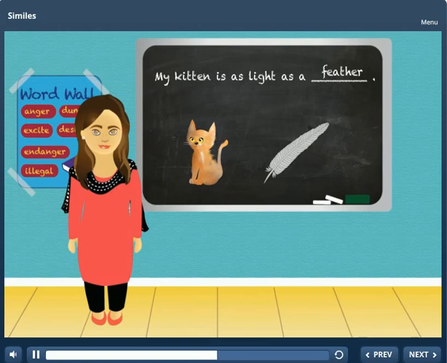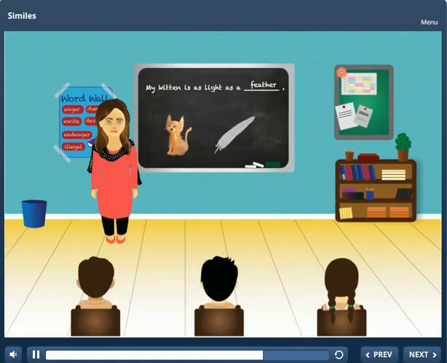Do you think it is actually as light as a feather? Yes. No. Not really, Amna. A feather is very light. My kitten is very small and does not weigh much, but it is not really as light as a feather. Have you ever picked up a feather? You can pick it up with one finger. Can you pick up a kitten with one finger? So you see, a simile is not exact. Similes just help us to imagine something better.